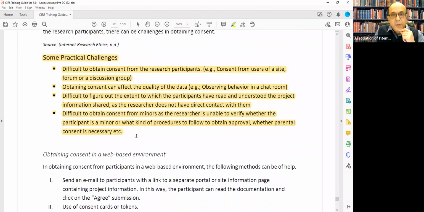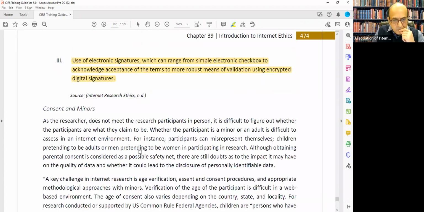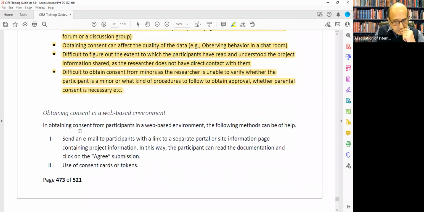So these are some of the practical challenges that I can talk about. What is this? Consent in a web page. So obtaining consent, these are some of the methods, like emailing participants, just making them click on something. Click wrap agreements will not do when you are dealing with human participants. So it has to be really expressed in a more easy language that the users understand.